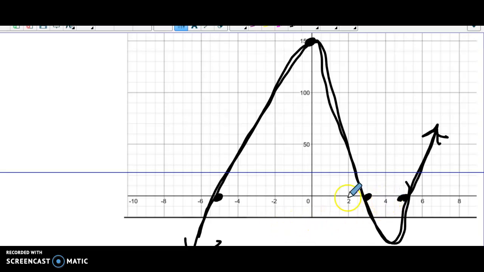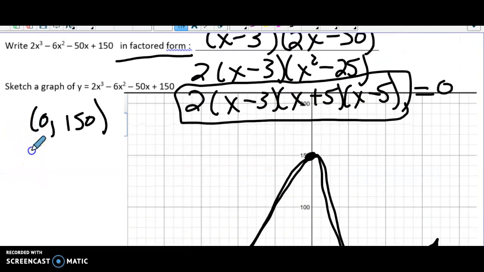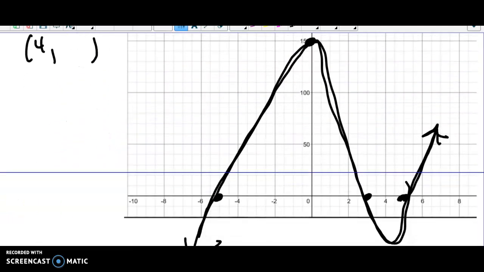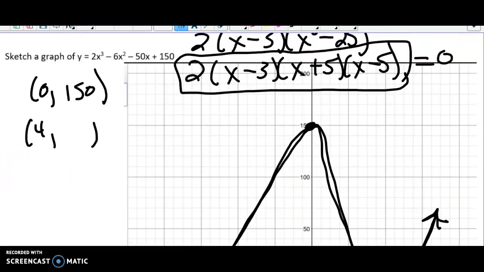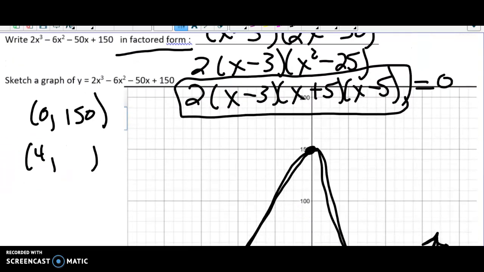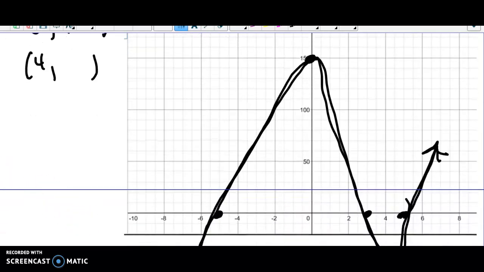I might want to know maybe what 4 is. Just maybe put 4 in and see what we get. I might want to know if I go higher than 150. But again, I have a pretty good idea just from the zeros, the x-intercepts and the y-intercept. I have an idea of what this graph looks like by being able to factor it.